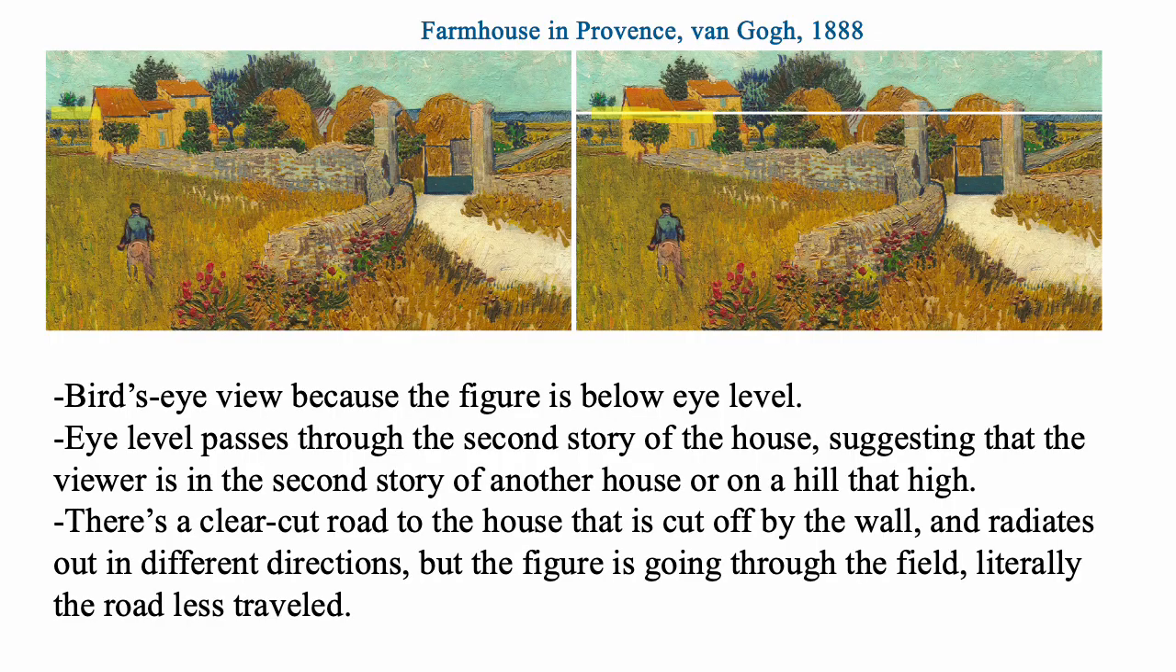There's a clear-cut road here for the figure to go, but when you look at it, it seems like it's cut off and it radiates out in different directions, and it's very complicated. And so the figure is taking the road through the field.